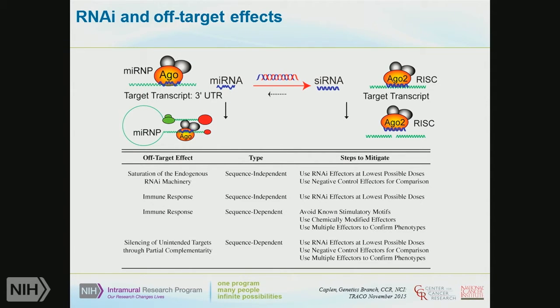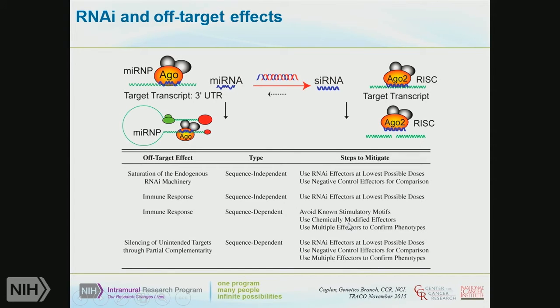In some cases, you do see an immune response in some cells. Again, this is rare, usually within the context of a standard lab experiment. But there are some cell types that do seem to be more sensitive to just the introduction of nucleic acids than others. They will trigger toll-like receptor signaling based on the fact that they've just seen nucleic acid. And then, as I said, we want to be sure that we're using the lowest concentration to offset any unintended targets through partial complementarity, and to use negative controls.